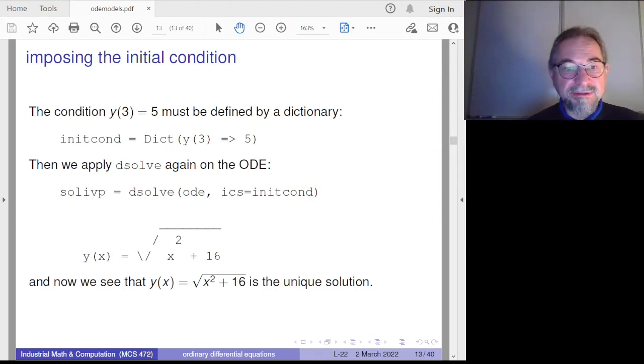Okay, and then the dsolve has to be applied again. Do not forget that this is a keyword argument. ICS stands for the initial conditions. And then we have solved our problem. So we have one function, and that is the unique solution to the differential equation.